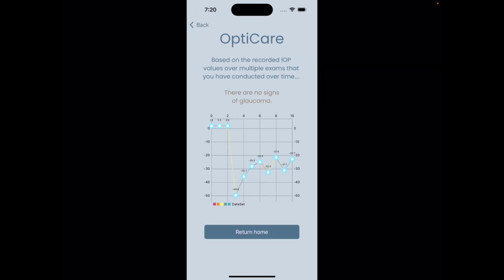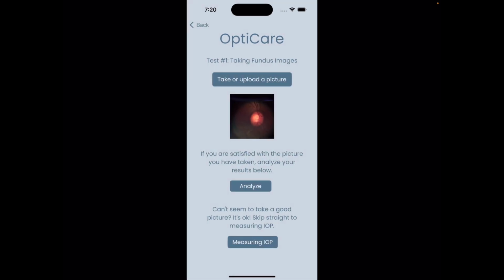Now, if there is an increase in intraocular pressure that does seem abnormal, this application will help tell this based on the slope of the graph that is created. In this case, there are no signs of glaucoma, and that's mainly just for demonstration purposes.